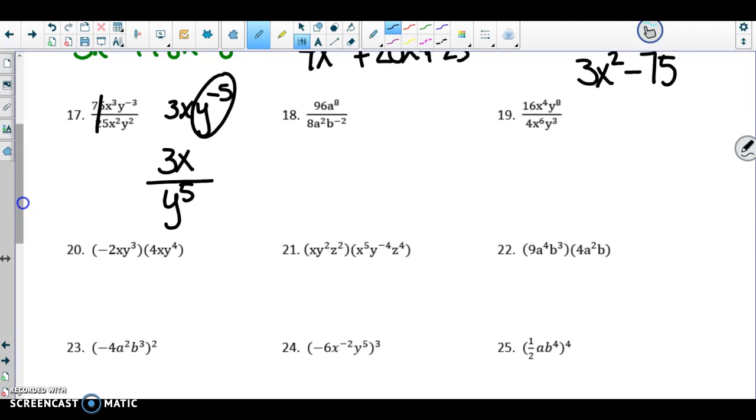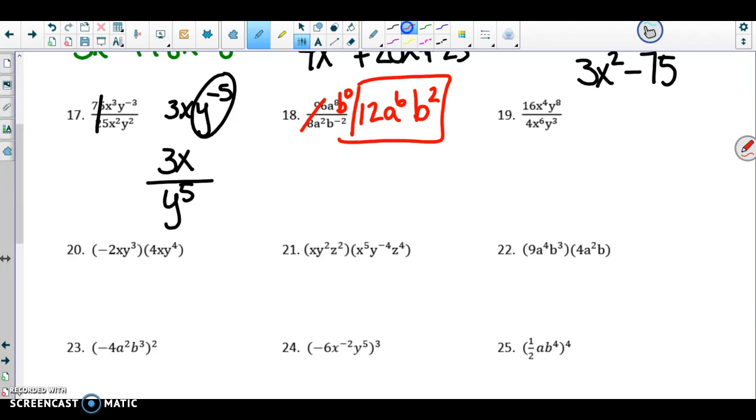This next one, 8 goes into 96 12 times, so that's going to disappear and become 12. A to the 8th minus the 2nd is going to be a to the 6th. And then I don't have any b's at the top, but if I had b to the 0 here, minus the negative 2, I'm going to end up with b to the positive 2. And so this, I don't have any negatives at this point, so this right here would be my answer.